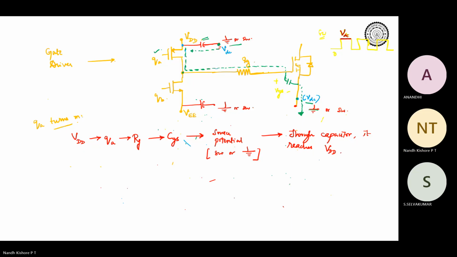Right? So you see the current path. If I have to draw it in a different fashion, let me draw this capacitor directly. Oh, it is not getting erased. No worries.